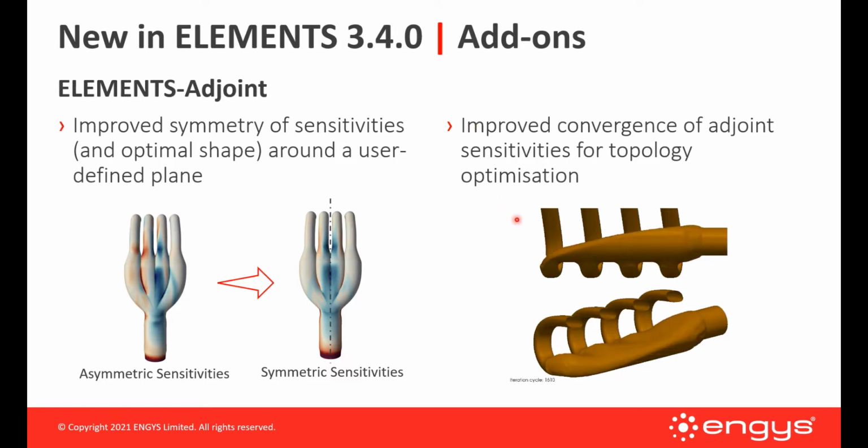The second feature relates to the improvement in convergence speeds for sensitivities when doing topology optimization. And what you will notice if you are already using Elements Adjoint is that the speed of convergence of the optimal shape is much faster in this new version than it was in previous releases of our software.